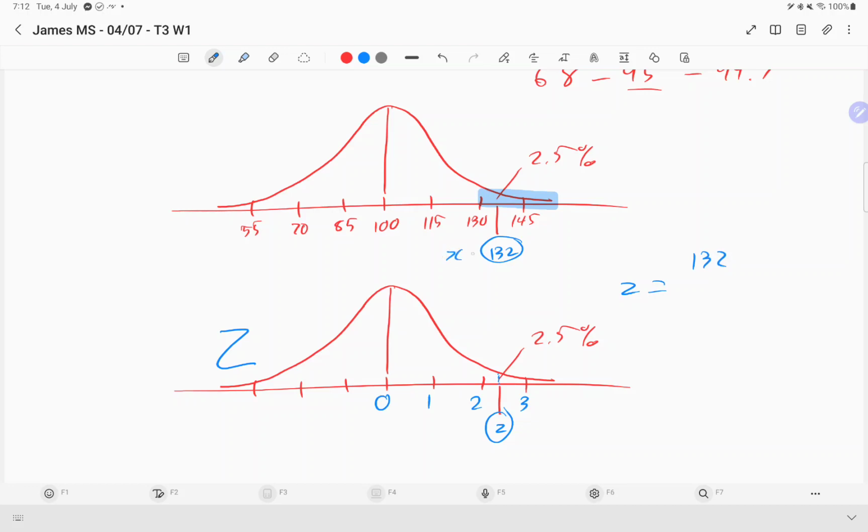So this is the X value, 132, minus the mean 100, over the standard deviation, which is 15. So that's 32 over 15. We only need 2 decimal places. That will be 2.13333 recurring, so 2.13 to 2 decimal places. So that number is 2.13. Now that means that we can actually go get the area from the table.